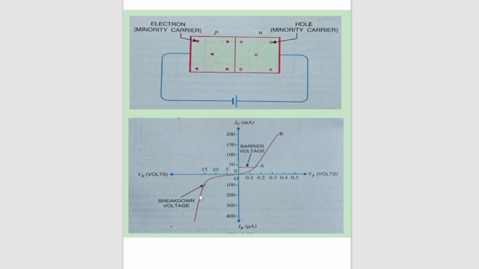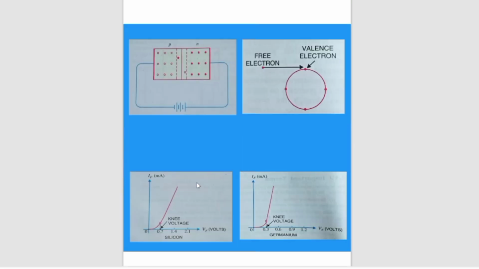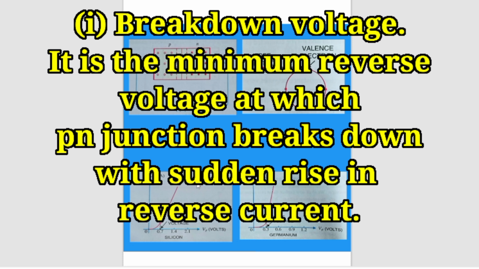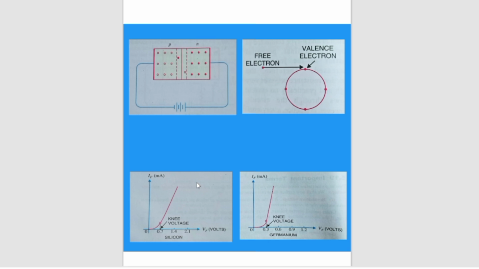Now let us discuss some important terms. First one is breakdown voltage. It is the minimum reverse voltage at which the PN junction breaks down with a sudden rise in the reverse current. Under normal reverse voltage, a very little reverse current flows through the PN junction. However, if the reverse voltage attains a high value, the junction may break down with a sudden rise in reverse current.